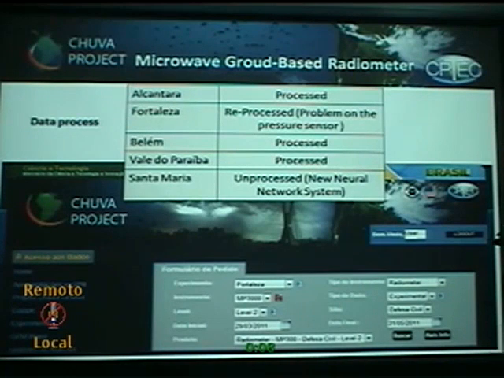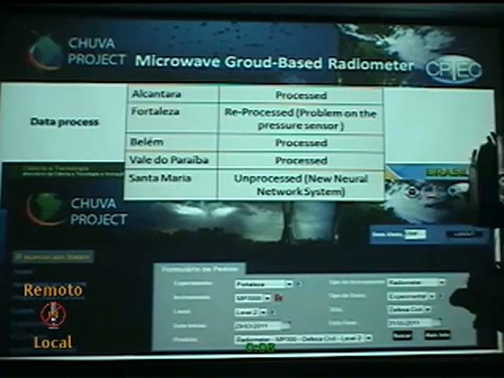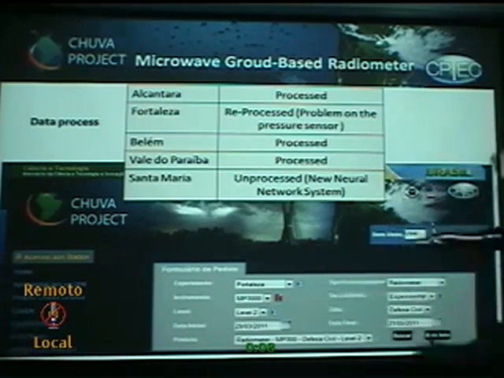In Santa Maria, we are using a new system for retrieval. It's not the neural network, but a system to retrieve not at the zenith but at the other angles. So I needed to check all the readmes and make some programs to see what's happening in Santa Maria.